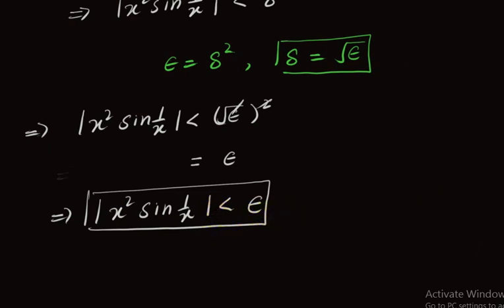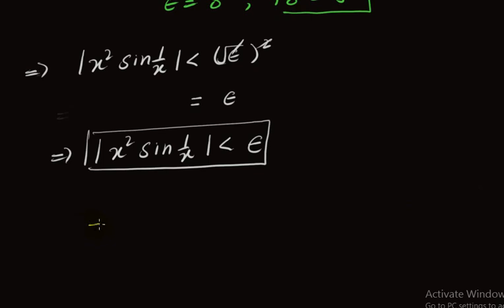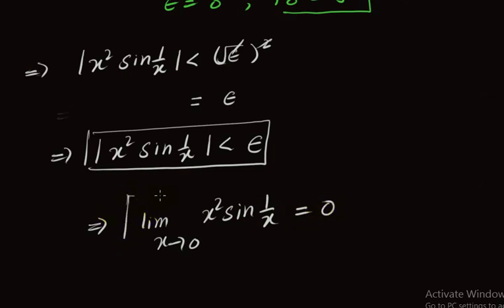Now by the delta epsilon definition we can write that the limit as x approaches 0 of x square sine 1 upon x is equal to 0. Hence proved, and this is our required result.